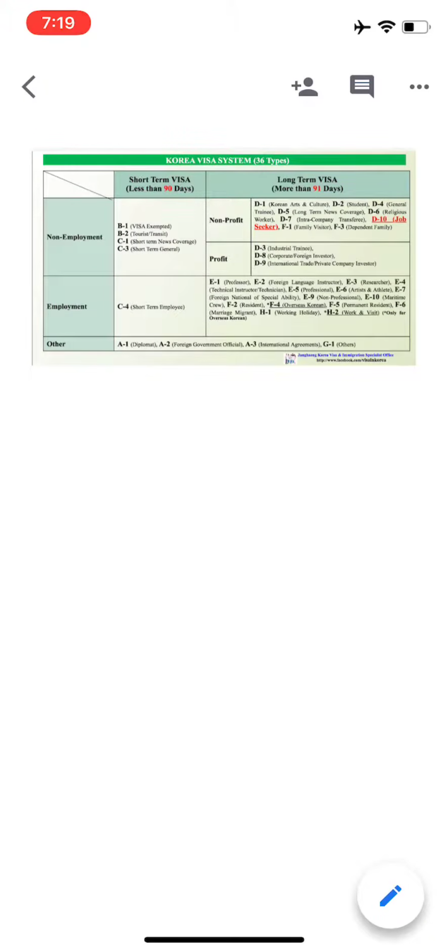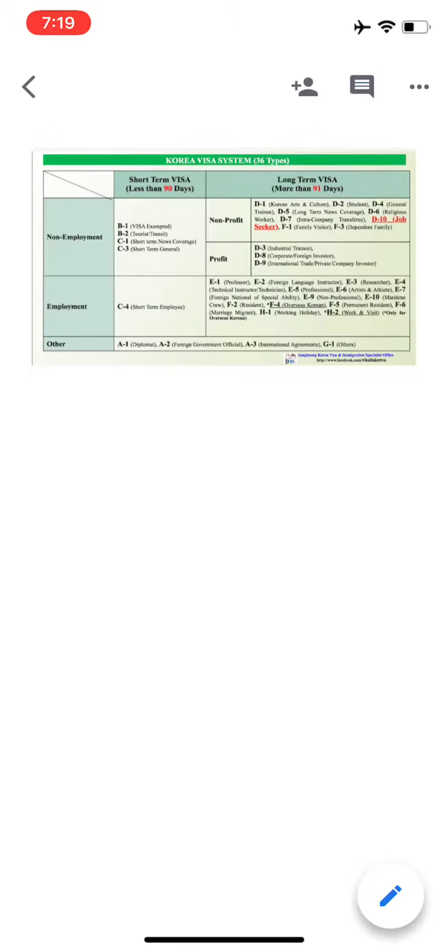Even if you are holding a visa of 91 days or more, depending on the visa type, somebody is allowed to work, or somebody is only allowed to run their own business. So if I lecture on this, it'll be very helpful to understand the total Korean visa types.